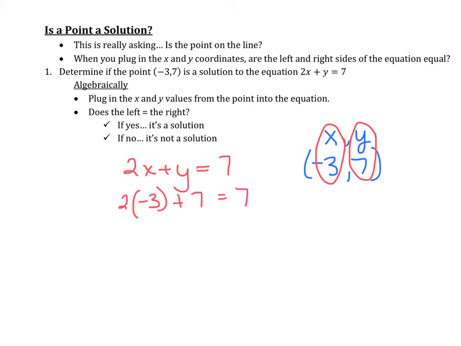And now we're just going to evaluate the left-hand side. If I were to type it into my calculator, or do it in my head, 2 times negative 3 is negative 6, plus 7 is 1. Does 1 equal 7? And hopefully you're all going to tell me, no, it does not equal 7. And therefore I would say that this is not a solution. Okay, it's that easy. All right, let's move on to the next ones.